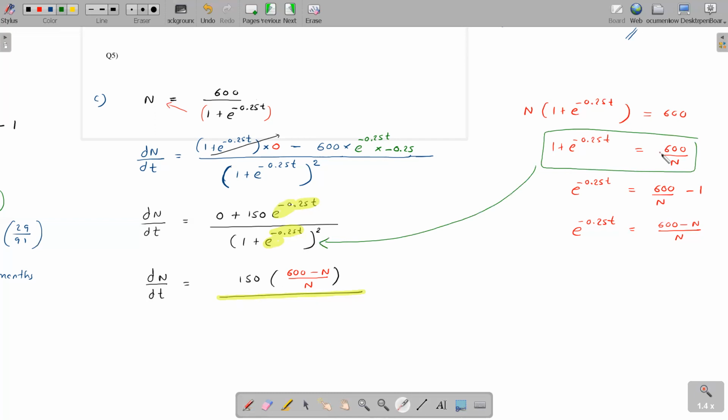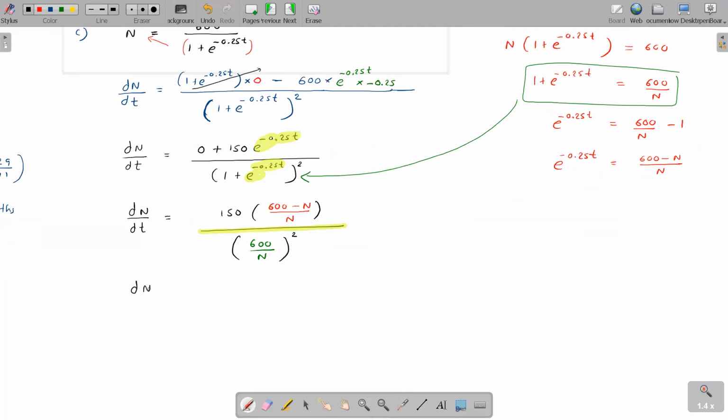What they're saying is to use, instead of 1 plus e to the power, the whole thing, to put in the whole thing at once because it saves time. At the end of the day, time is the most valuable asset in the exam, so anything to save our time. So we can directly replace it as 600 over n. But remember that only substitutes the inside part. The outside square is still there, right?